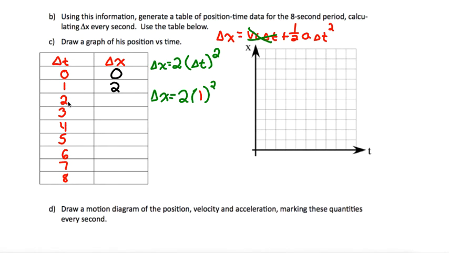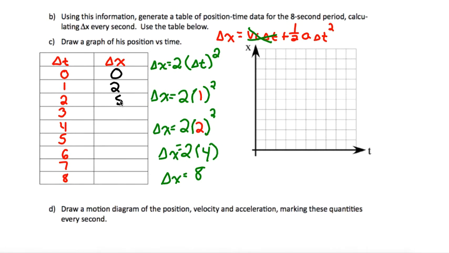So the next one, we have a time of 2. So we're plugging that in for delta t. Delta x equals 2 times our time of 2, but then we have to square this. Okay, so 2 squared is 4. I'm going to write that out. So 2 squared gives us 4. 4 times 2 gives us our final answer for that one, which is 8. Okay, so I know that at a time of 2, it's at a position of 8.